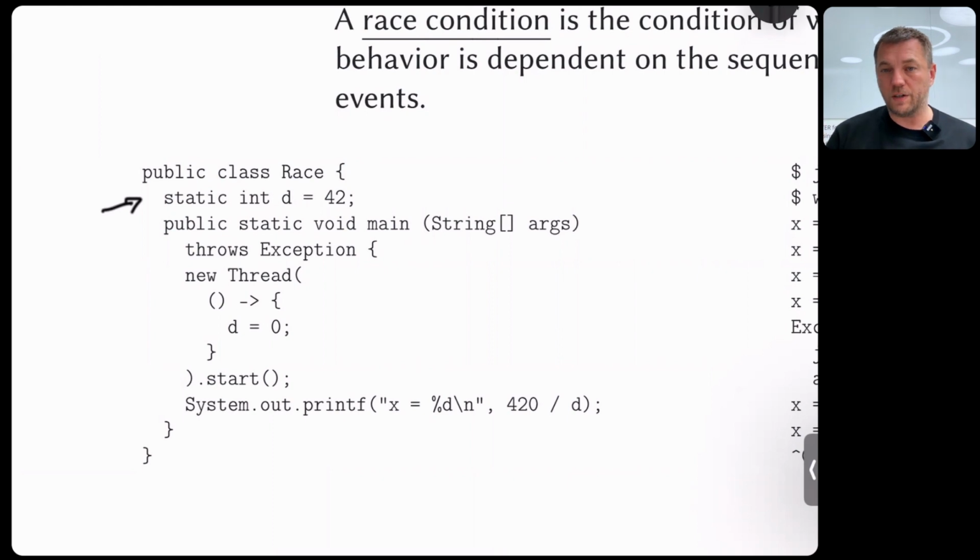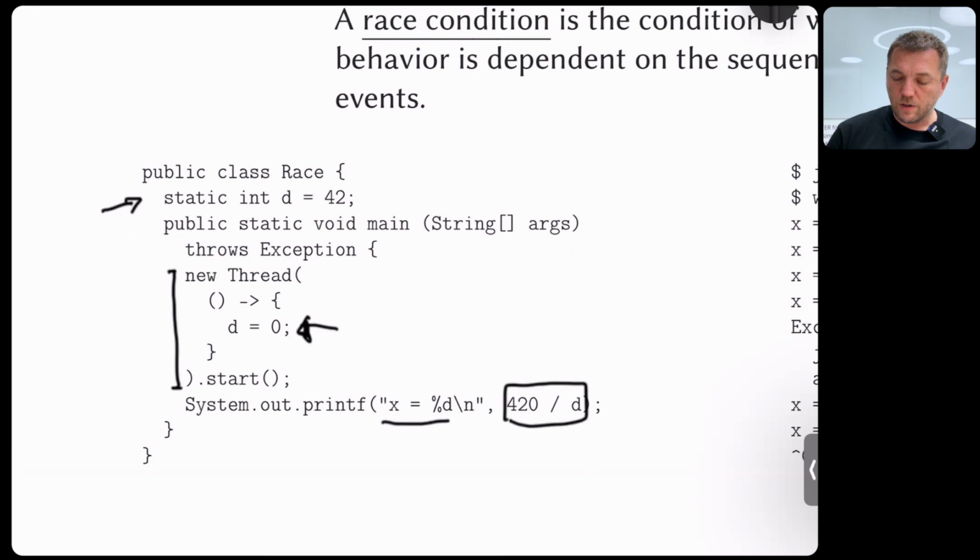When the program starts, it's number 42. And then we do two things. Thing number one, we start a new thread. Those of you who are Java programmers, do you understand what's going on? We start a new thread, and in this thread, I set d to 0. And then on this line, I print x equals 2, and I do the division.